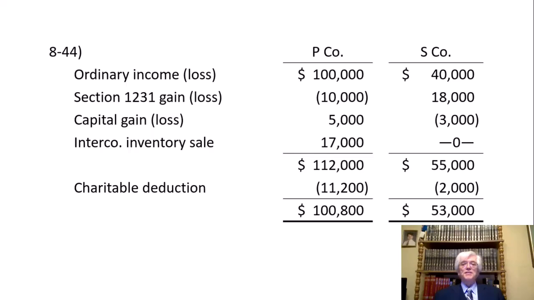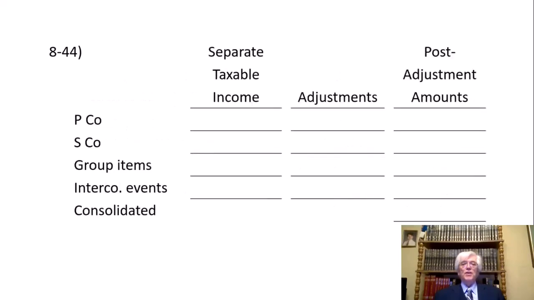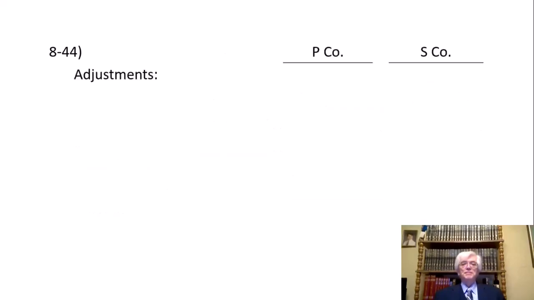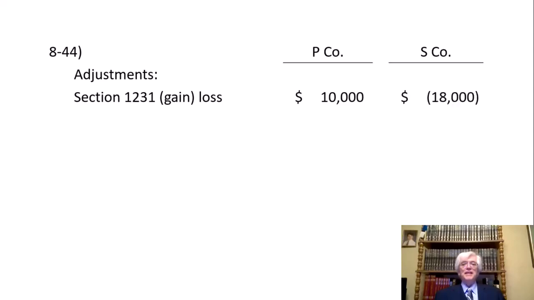$100,800 and $53,000. So let's go to our worksheet. $100,800 for P company, $53,000 for S company. Now we're going to be doing the adjustments. First of all, we have to take out the gains and add back the losses for Section 1231 transactions. So P company had a $10,000 loss, we'll add that back, and S company had an $18,000 gain, we will subtract that out.